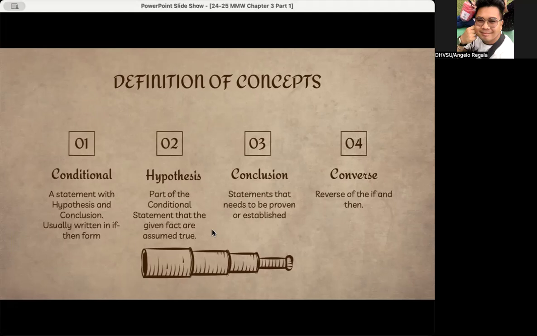Then the converse is we reverse the if and then. Yung dating if magiging then, and then yung dating then magiging if. Okay, so yun lang po yung converse or yung kabaliktaran. So again, kapag conditional, it's the if and then statement. The if statements are the hypothesis and the then statements are the conclusions. Then we can have a converse or the reverse of the if and then.